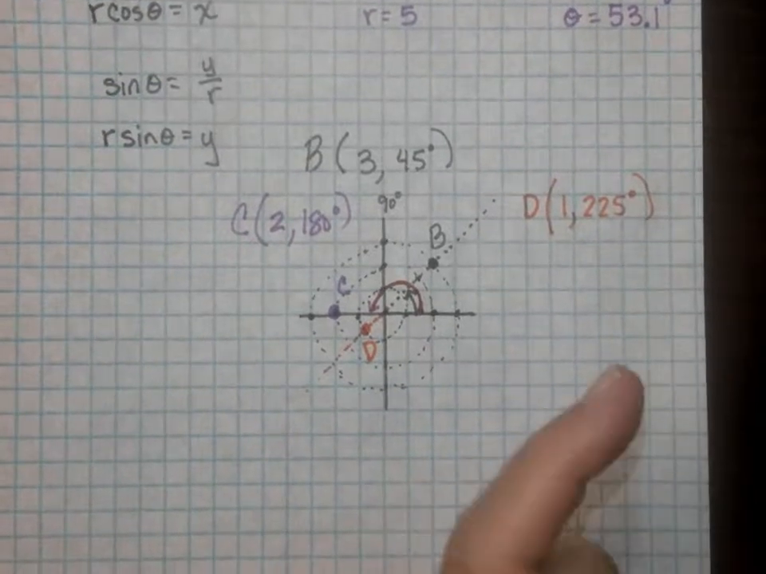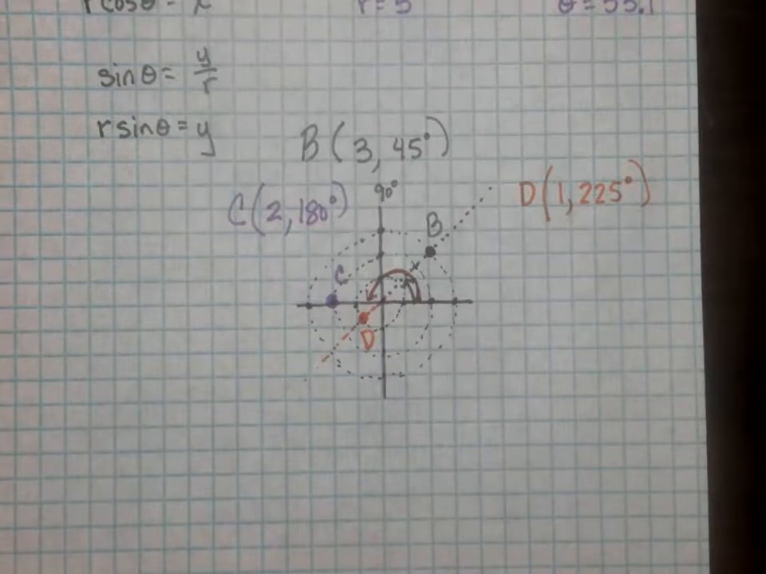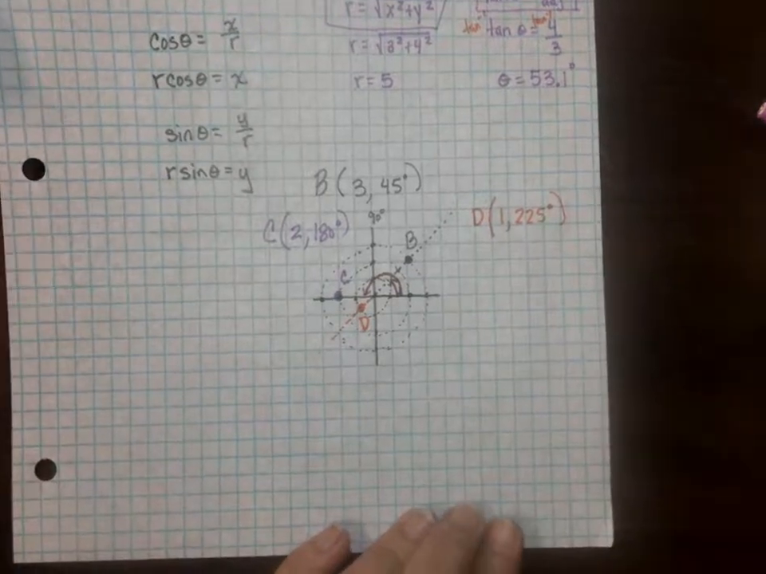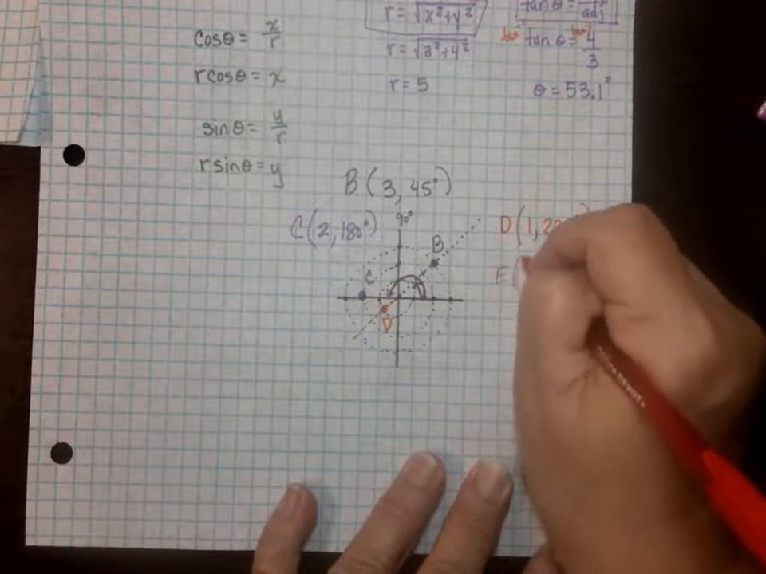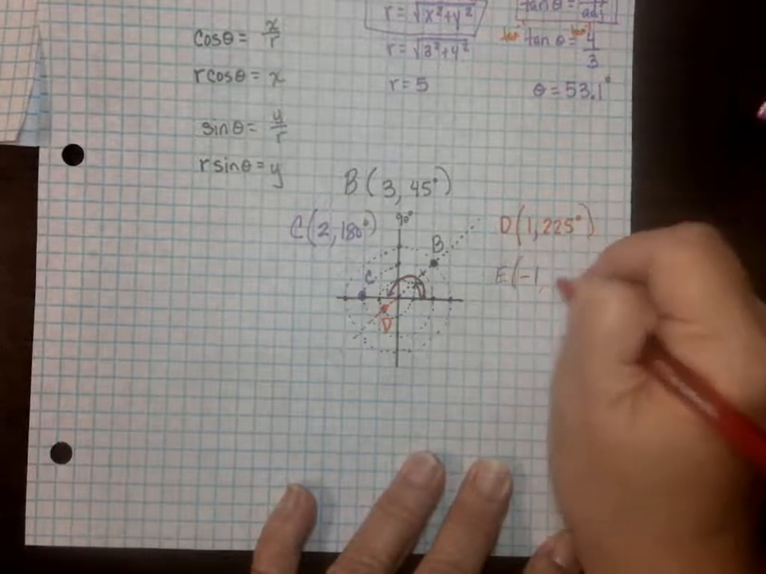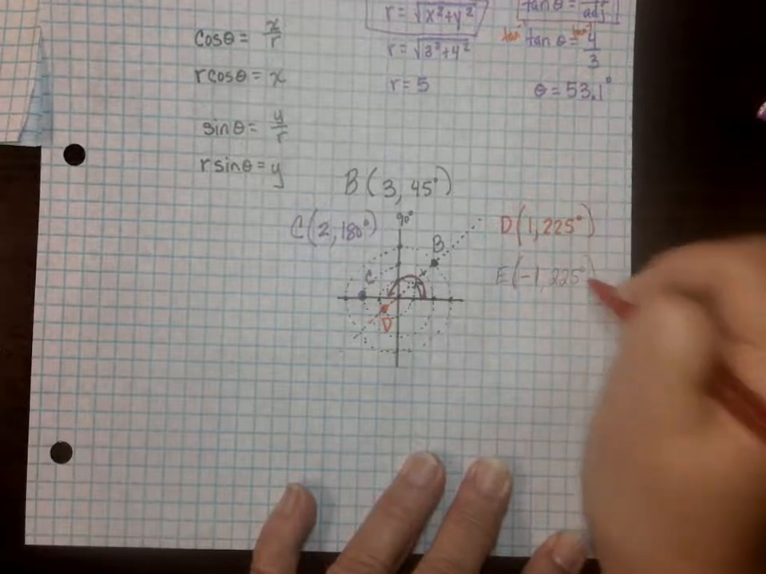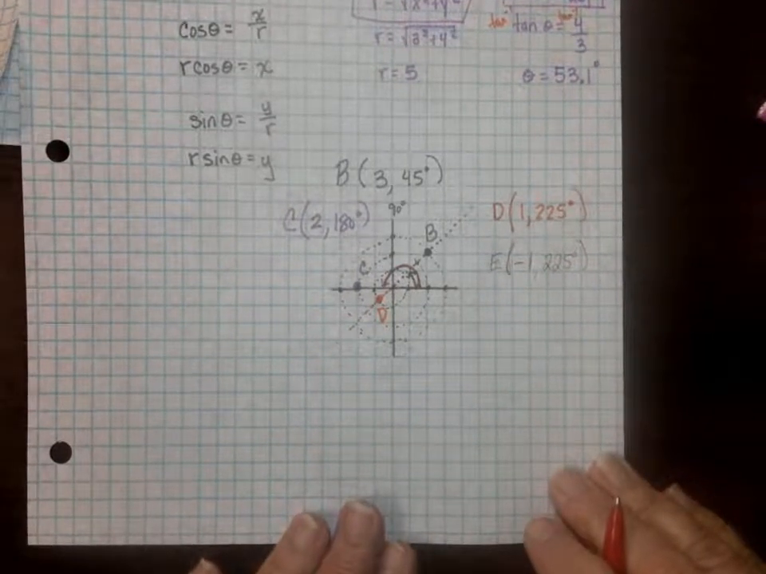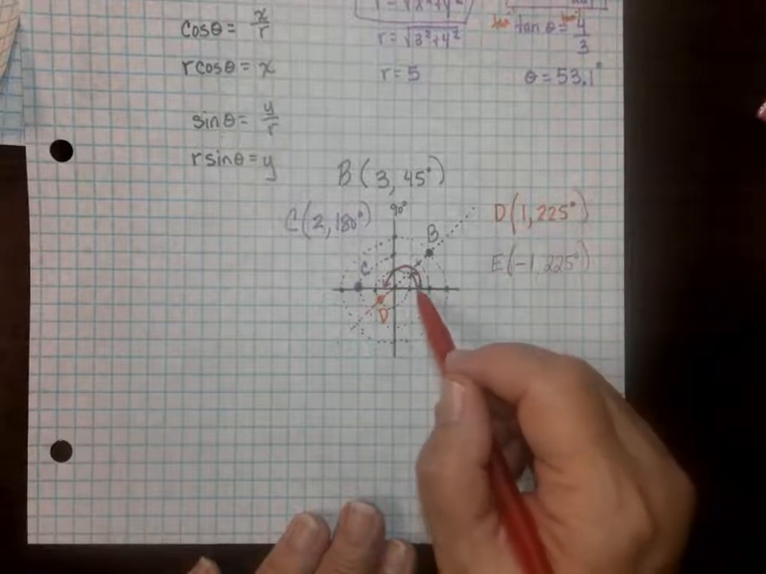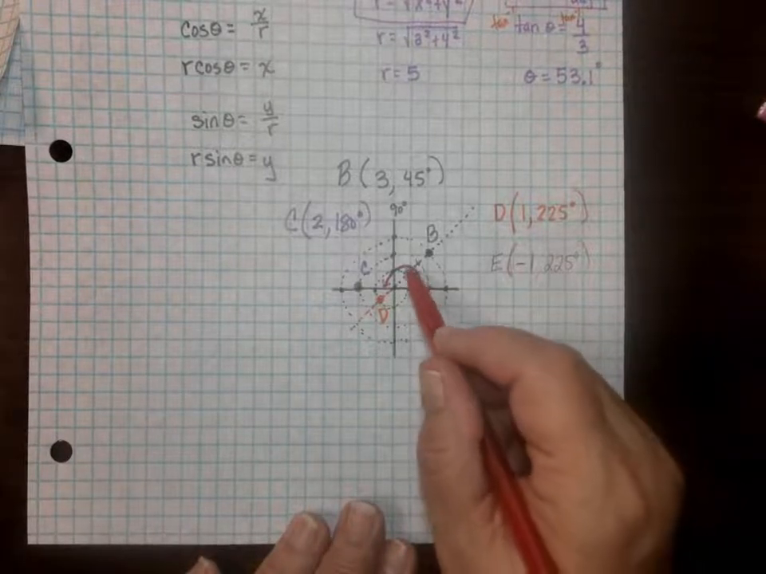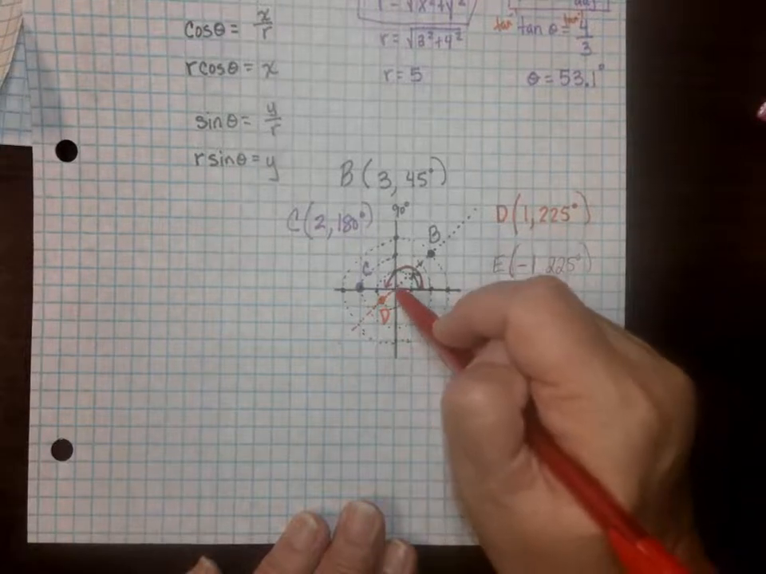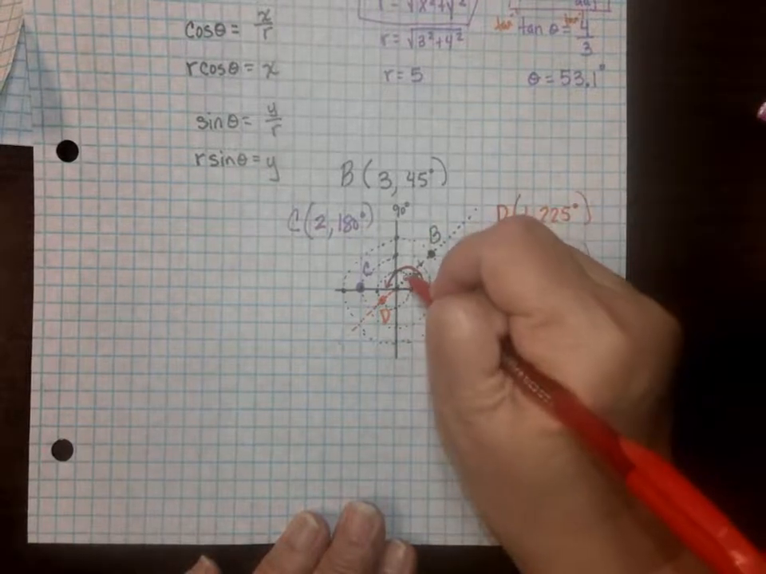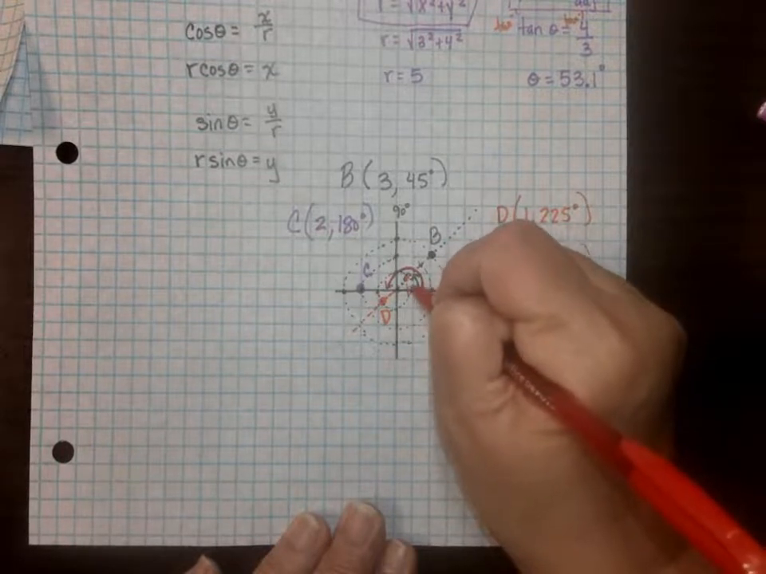All right, now watch this though. What if I had point E, and what if point E was at (-1, 225 degrees)? Then I'm going to take my angle, measure around to 225 degrees, but if my radius is negative, I basically have to start at my pole and go backwards. So point E is here.